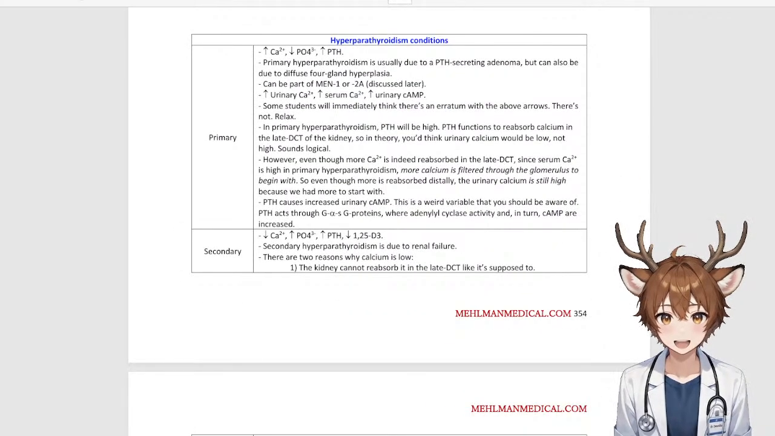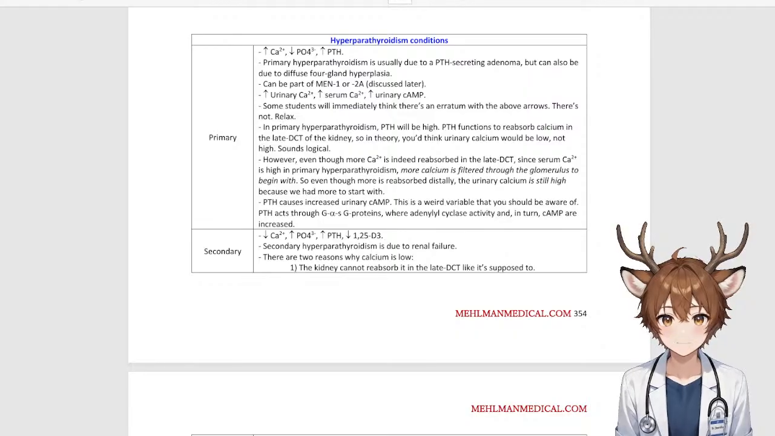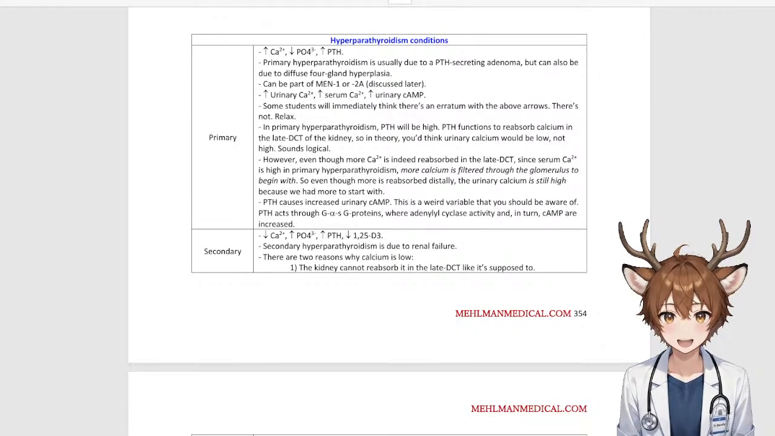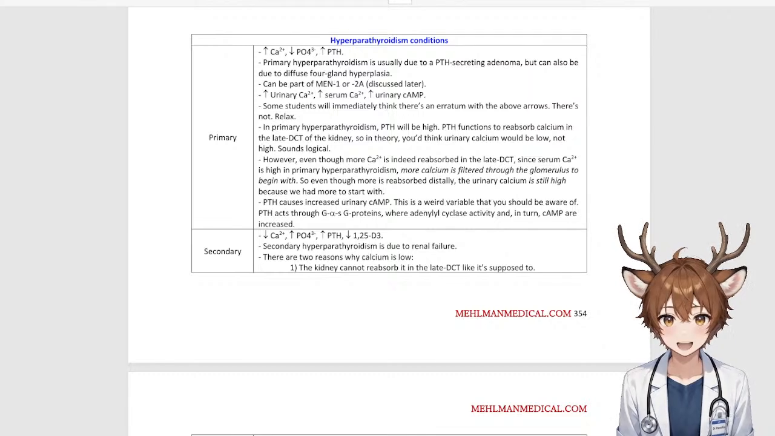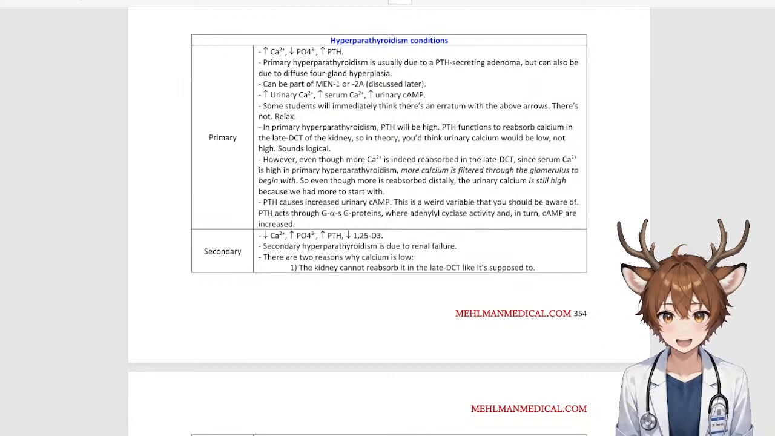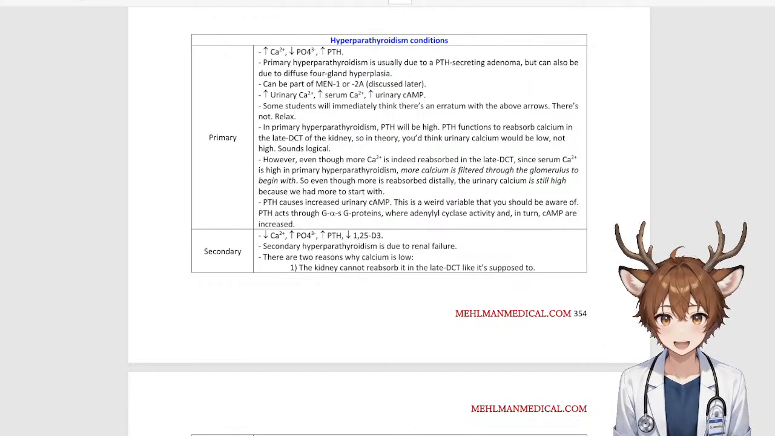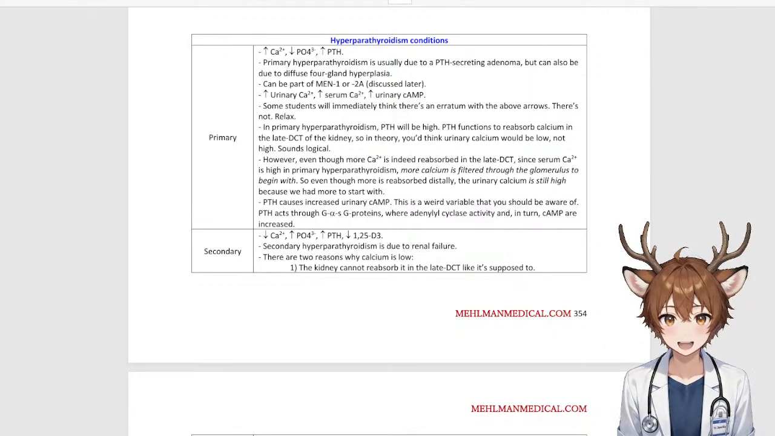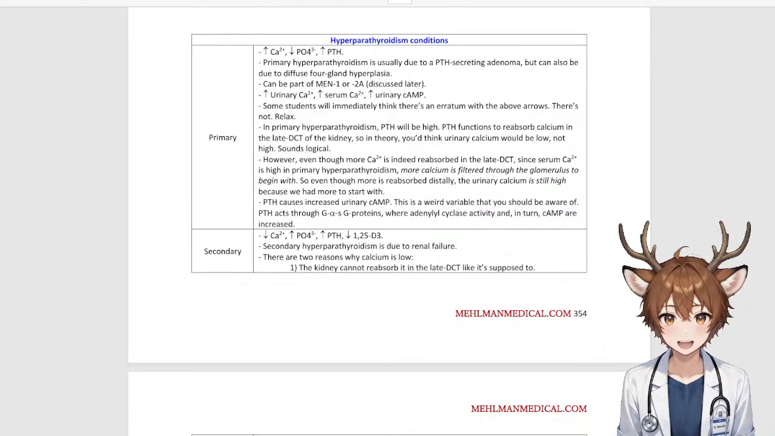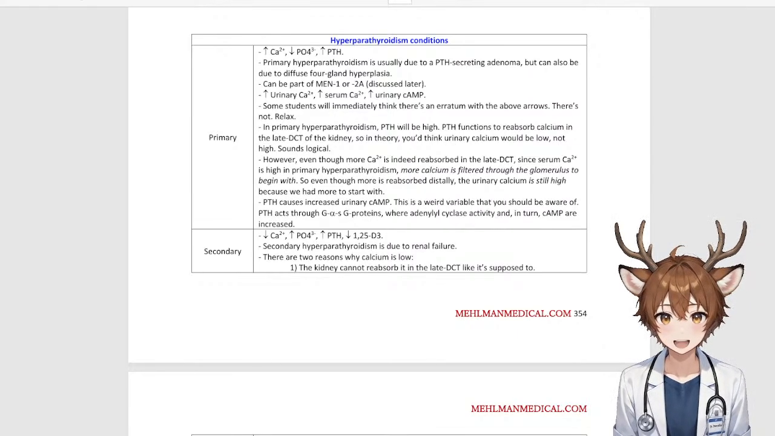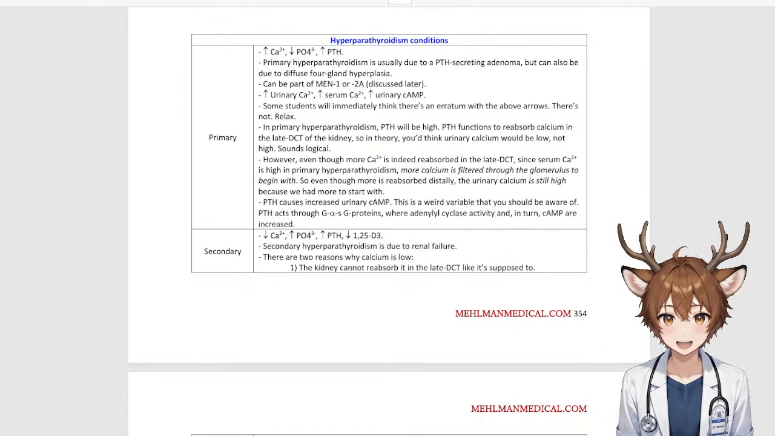What about hyperparathyroidism conditions? Primary: elevated calcium, decreased phosphate, elevated PTH. Primary hyperparathyroidism is usually due to a PTH-secreting adenoma, but can also be due to a diffuse four-gland hyperplasia. Can be part of the MEN1 or 2A discussed later. Elevated urinary calcium plus an elevated serum calcium plus an elevated urinary cyclic AMP.